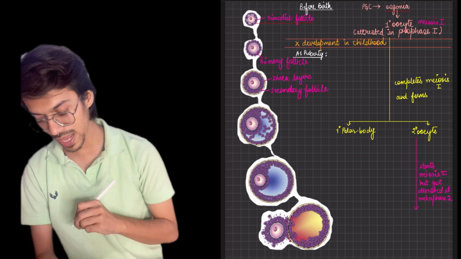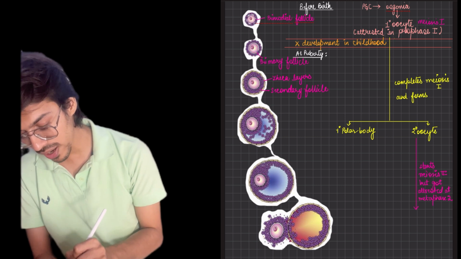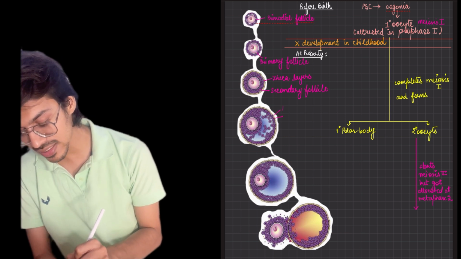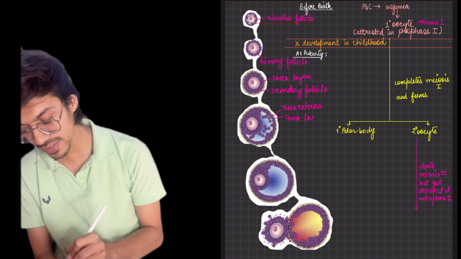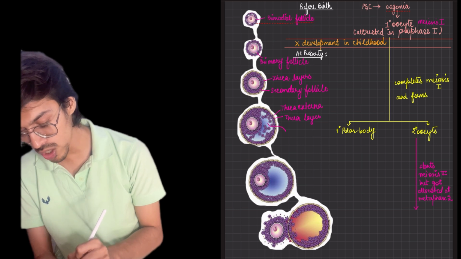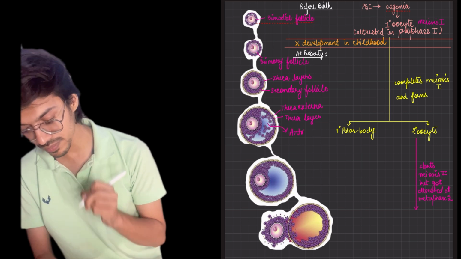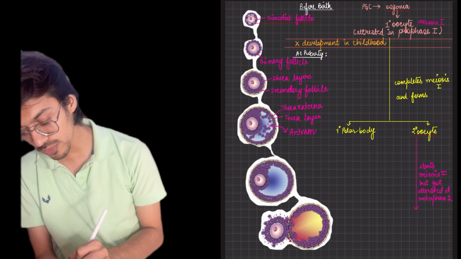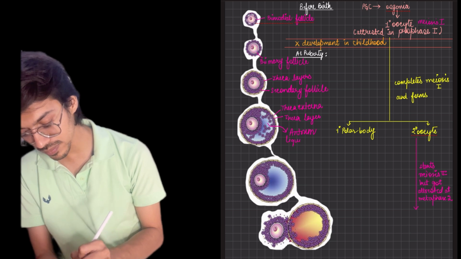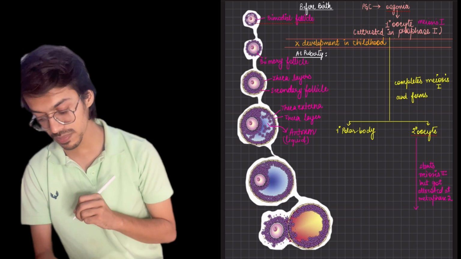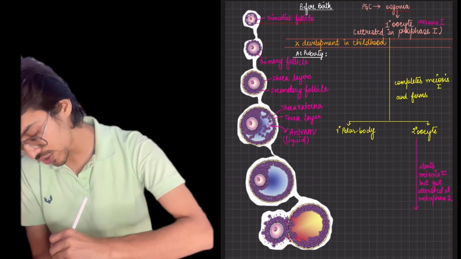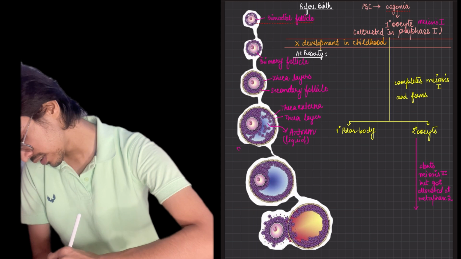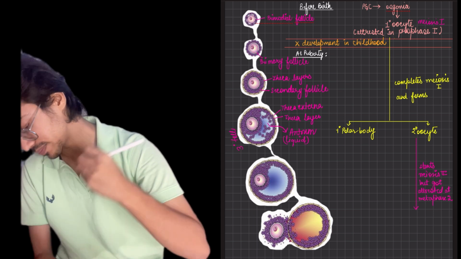Now after this what will happen? The theca layers will divide into theca externa and theca interna layers. Along with that, there is a formation of a cavity called the antrum, which is a fluid-filled cavity. Once the antrum is present, we identify this follicle as the tertiary follicle.